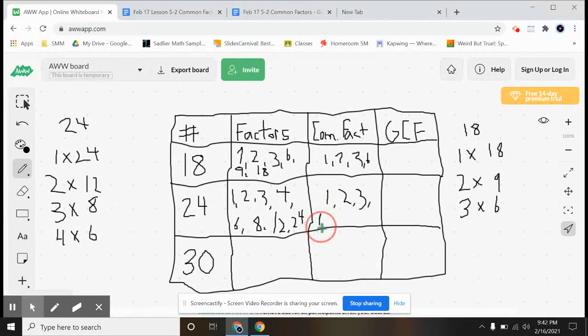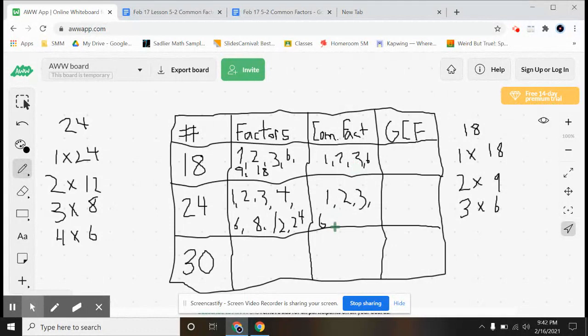What about 8? Well, I see an 8 down here, but I don't see it up here, so that won't work. This one has a 12, but this one doesn't. This one has an 18, this one doesn't. This one has a 24, and that one doesn't. So that's all the common factors. They each have a 1, a 2, a 3, and a 6.